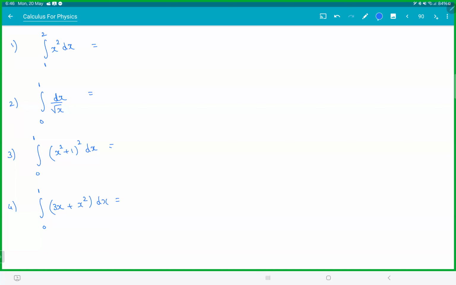First one, integral x cube dx. So x power 2 plus 1 by 2 plus 1. Limits will go from 1 to 2. X cube by 3, limits 1 to 2. So that is 2 cube. Later on, we're going to skip the steps. That's 7 by 3.